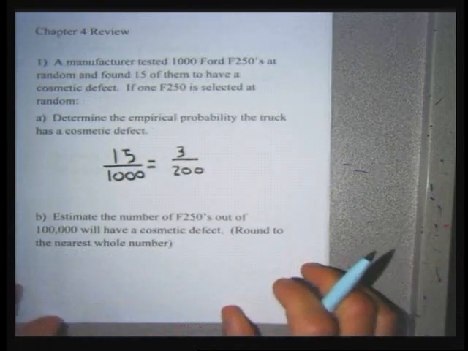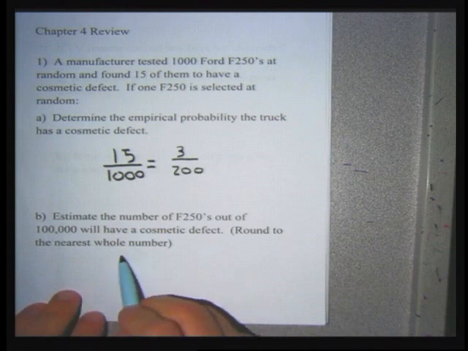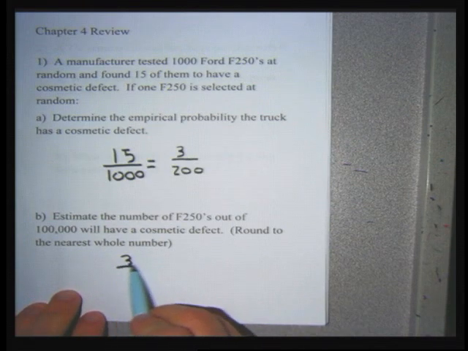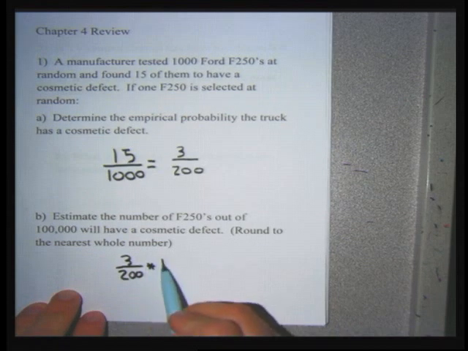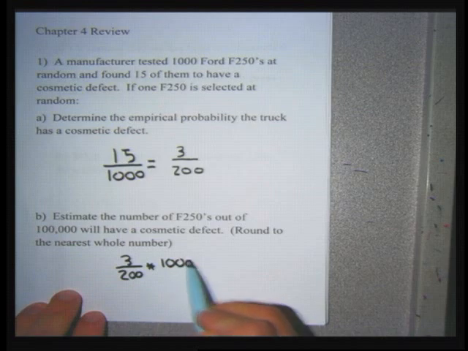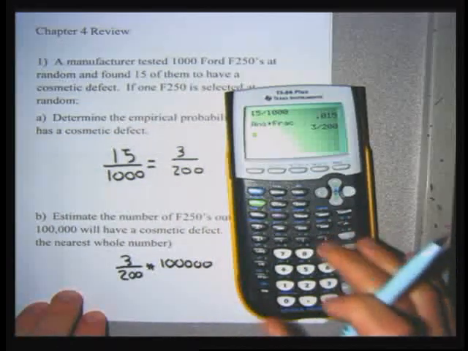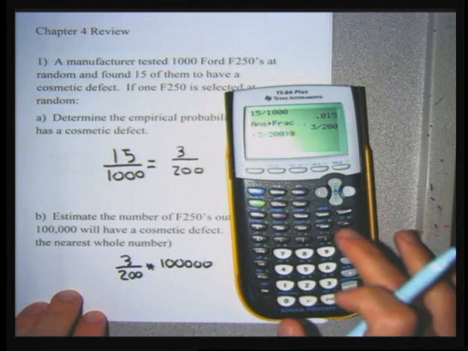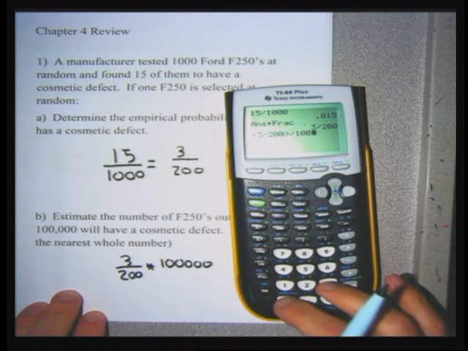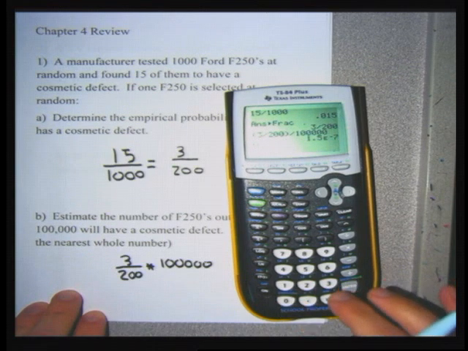It's kind of nice. So part B of this, if 100,000 F-250s are being produced, how many of them will have a cosmetic defect? It's just the percentage or the fraction of them that will have a cosmetic defect times the total number produced. And when I do this, I'm going to do it in a parentheses just to be safe. I'm not sure if I don't put the fraction in a parentheses whether it will or won't think of the 100,000 as being in the numerator or not as part of a denominator.